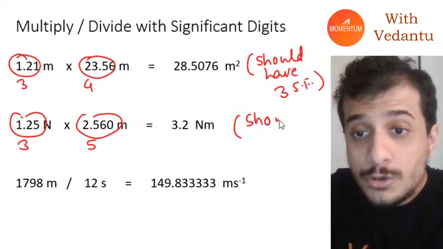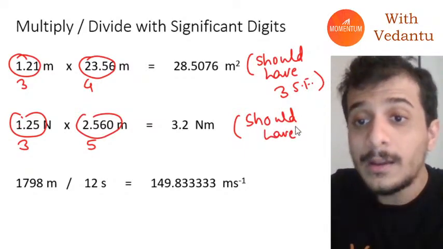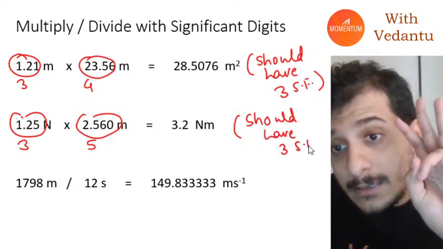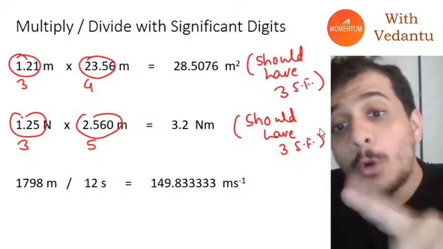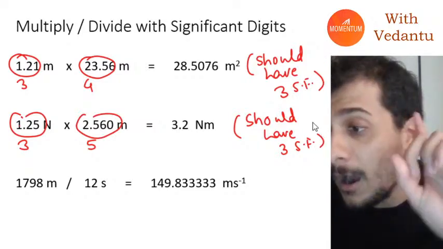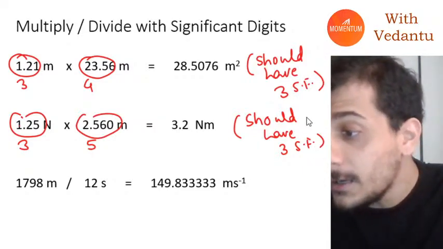So the answer should have how many significant figures? It should have 3 significant figures. I will have to round it off to 3 digits.